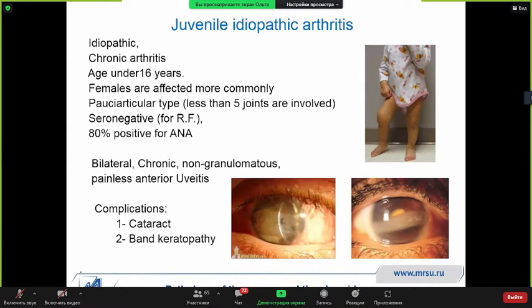The next variant is juvenile idiopathic arthritis. It's idiopathic chronic arthritis, age under 16 years, mostly female, 80% positive for ANA. About uveitis, it's bilateral, chronic, and non-granulomatous. In this process can be complications such as cataract and band keratopathy. Here we see the band keratopathy. It's a pity that it's children.